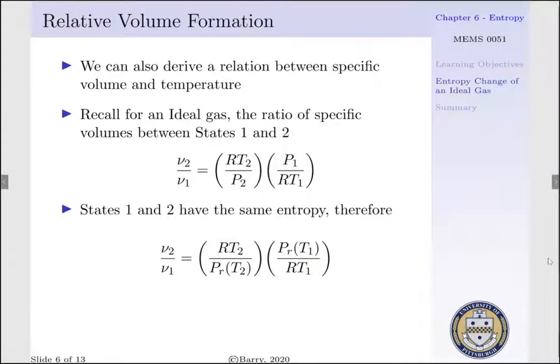We can also derive a relationship between our specific volume and temperature. Recall for an ideal gas, the ratio of our specific volumes between states 1 and state 2, nu2 per nu1, would be equal to R T2 per P2 times P1 per R T1. Now, since states 1 and state 2 have the same entropy, since this is an isentropic process, nu2 per nu1 can be expressed as R T2 per our relative pressure evaluated at state 2 times our relative pressure at state 1 per R T1.